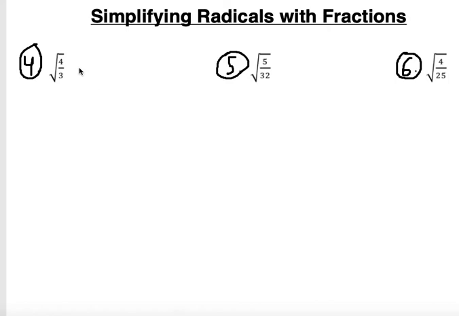Do it with fractions, essentially dividing them. Now I'm going to rewrite all these slightly differently. I'm not going to write it as this. I'm going to rewrite these as square root of 4 divided by square root of 3. There's going to be a reason for that in a moment. But for now, this is how I'm going to rewrite them all, okay?